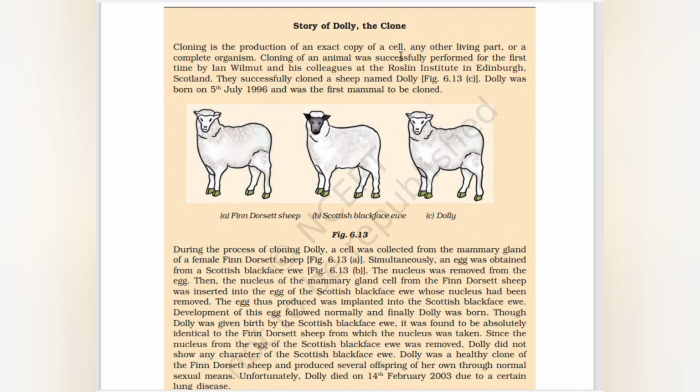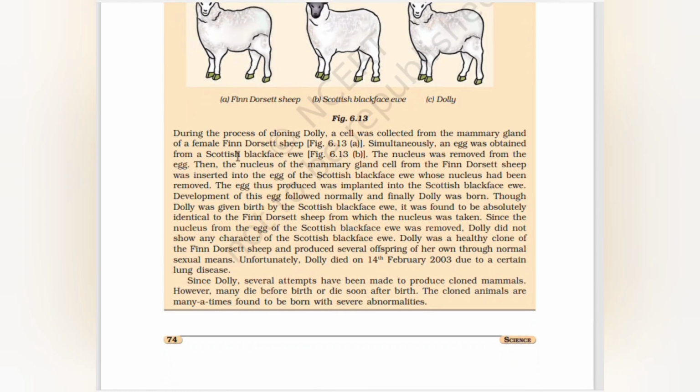Story of Dolly the clone. Cloning is the production of an exact copy of a cell, any other living part, or a complete organism. Cloning of an animal was successfully performed for the first time by Ian Wilmut and his colleagues at the Roslin Institute in Edinburgh, Scotland. They successfully cloned a sheep named Dolly. Dolly was born on 5th July 1996 and was the first mammal to be cloned.